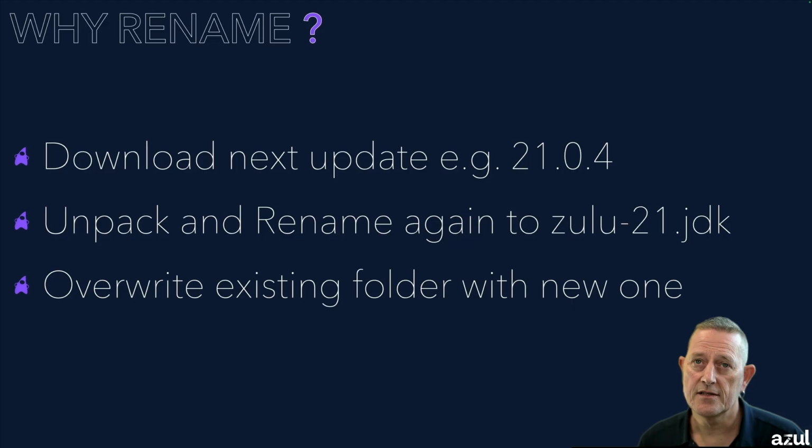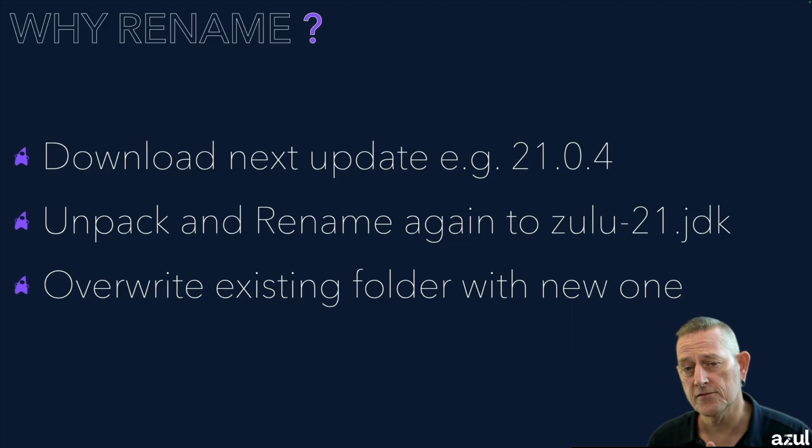And this is way easier, right? If I just overwrite the old folder, then I don't have to change any path anywhere, because every path points to Zulu-21.jdk. So if I just overwrite the folder, all the paths are still correct and no problem at all. This is only different if you have to test your application against different versions of, let's say, JDK 21. So JDK 21.0.1, 21.0.2, and 21.0.3.